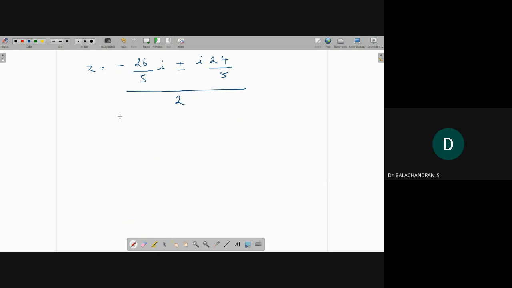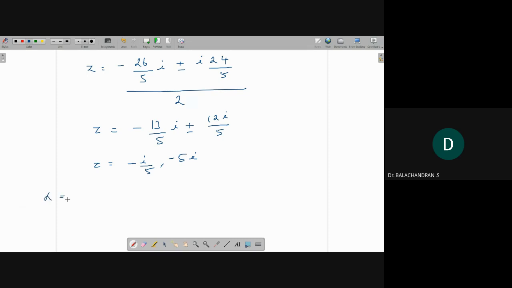Now if you divide by 2, you will get z equal to minus 13 divided by 5 i plus or minus 12 i by 5. So if you add these two, you'll get minus i by 5. If you subtract these two, minus 25 by 5 i, that is minus 5i. So both of them are poles and both of them are simple poles.